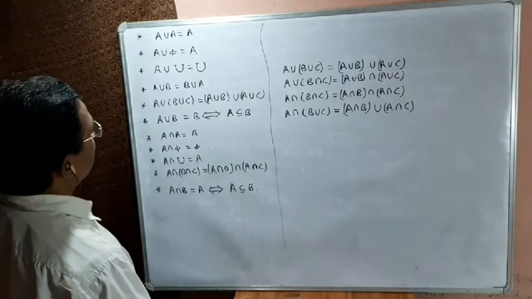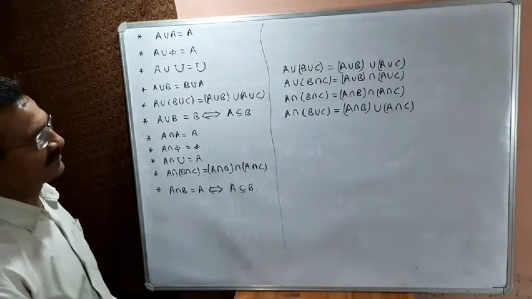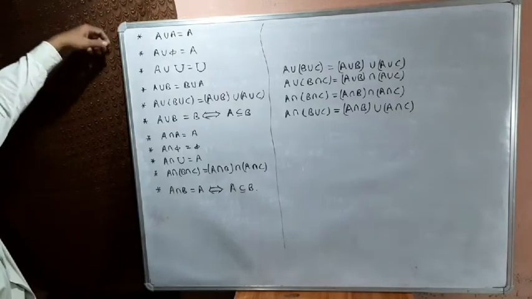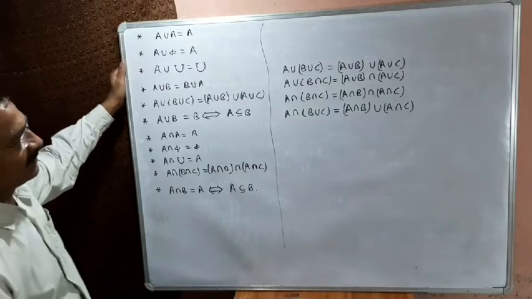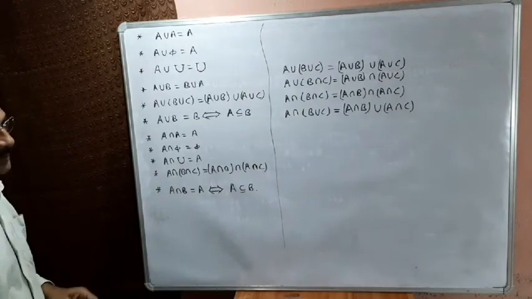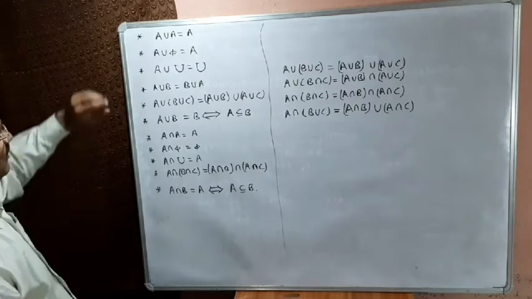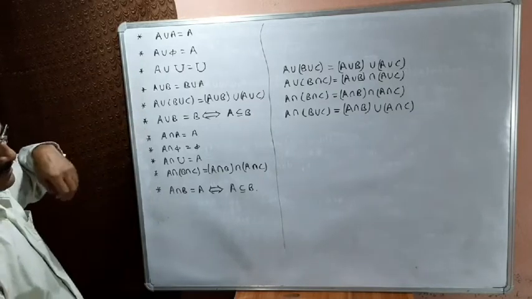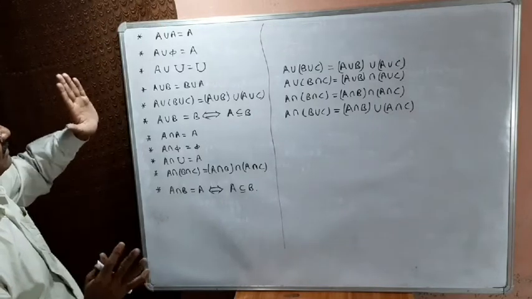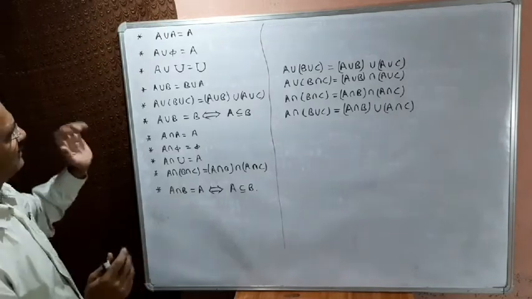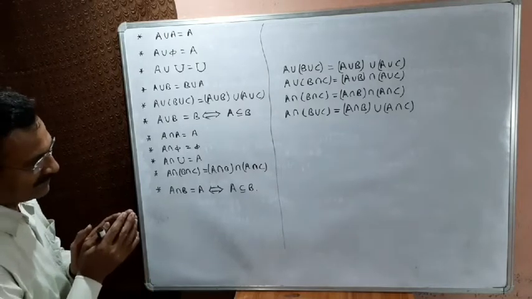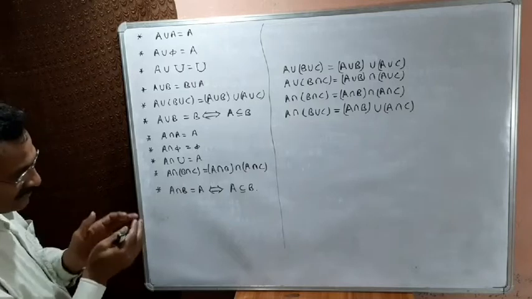In the previous video, we have learnt some algebraic operations over sets. Today, I have written some simple but useful results which we will require in problems. Some results regarding union and intersection. A union A equals A. Just see this result once and try to justify in your mind why this is true.